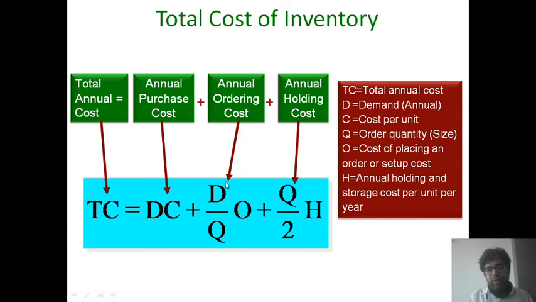Second is ordering cost. Here the order cost would be multiplied by demand upon quantity, that is demand upon order size. Q represents EOQ, but in a sum there are certain changes that we have to adopt as per the requirement of the numericals. Third is holding cost. Again H stands for annual holding cost per unit, and Q is your quantity or EOQ divided by 2. This is the basic formula that you have to remember.